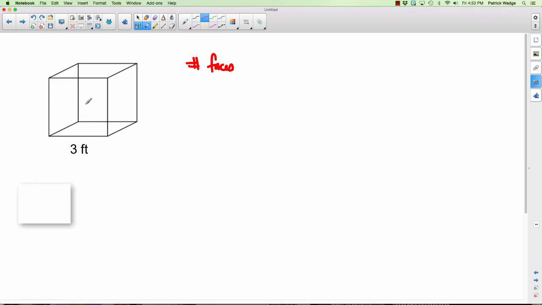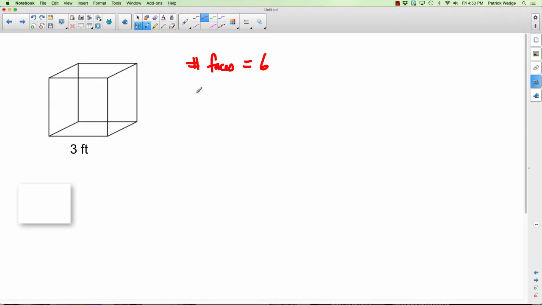Well, it has one at the front here. It has one at the back. It has one on the right. Has one on the left. Has one on the top. Has one on the bottom. It has 6 faces. Hope that makes sense. I mean, you can think of it like a die, right? How many faces does a die have? Hey, we did that during probability. It has 6. So we know it has 6 faces.